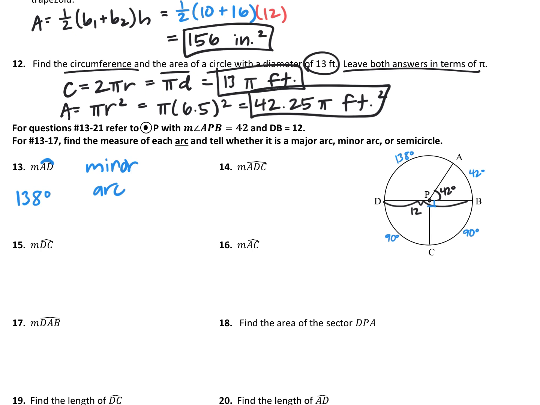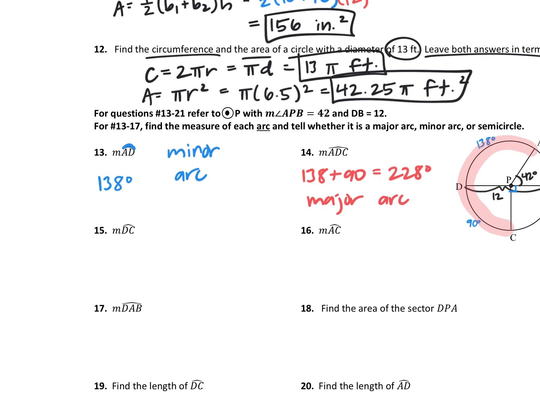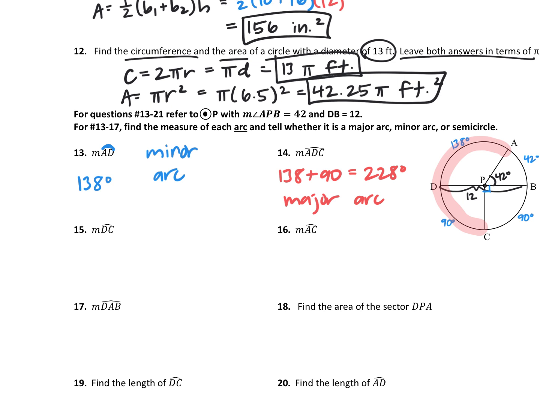Number 14 says the measurement of arc ADC, so A, go to D and all the way to C. So that would be 138 plus 90, which equals 228 degrees, which would be a major arc because it is larger than 180 degrees. The measurement of arc DC is here. That would be 90 degrees. That is a minor arc, less than 180 degrees.